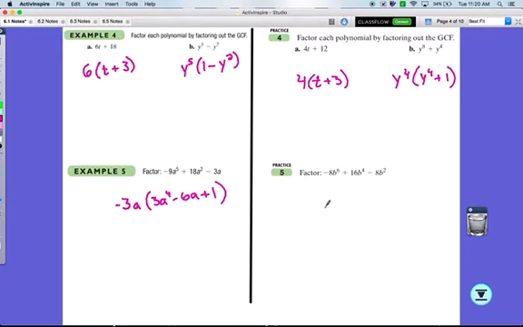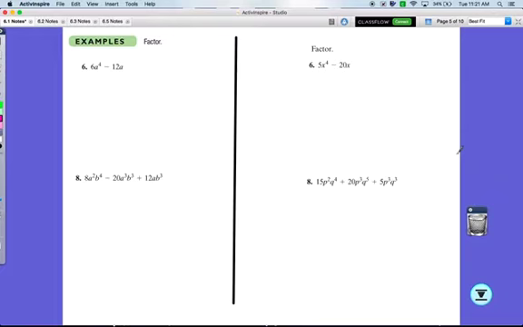All right, here we go. I'm going to take out a negative 8 b squared. That's going to leave me with b to the 4th minus 2b squared plus 1. All right, there you go. All right, let's do a little bit more of that.